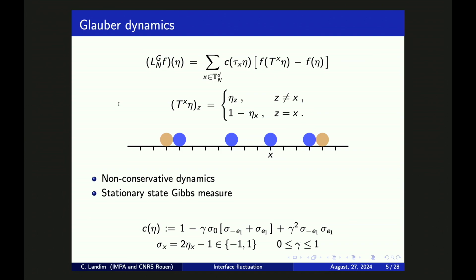And maybe if you want to fix ideas, let's consider this rate function c. Let me call sigma(x), which will now take values in {-1, 1}, equal to 2 eta(x) minus 1. So you see that if eta(x) is occupied, this is 1. If it's empty, it's minus 1. And so the rate here, if sites minus e1 and e1 are both occupied or both empty, you see that this is 1. So you get a square here, gamma squared. So gamma will be a parameter between 0 and 1.